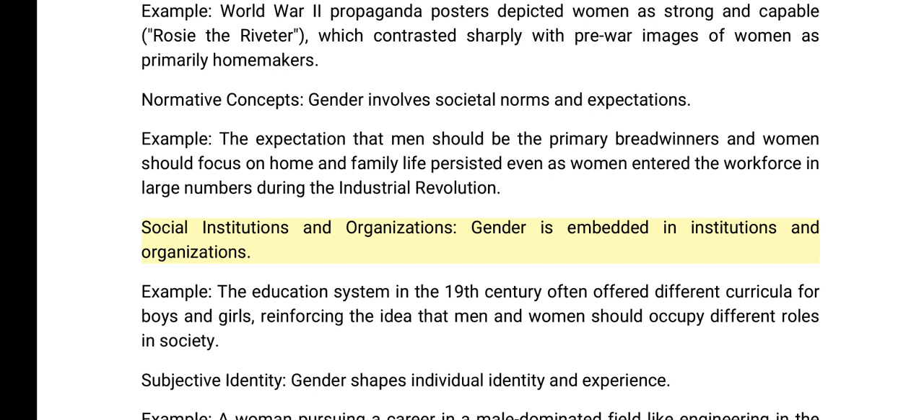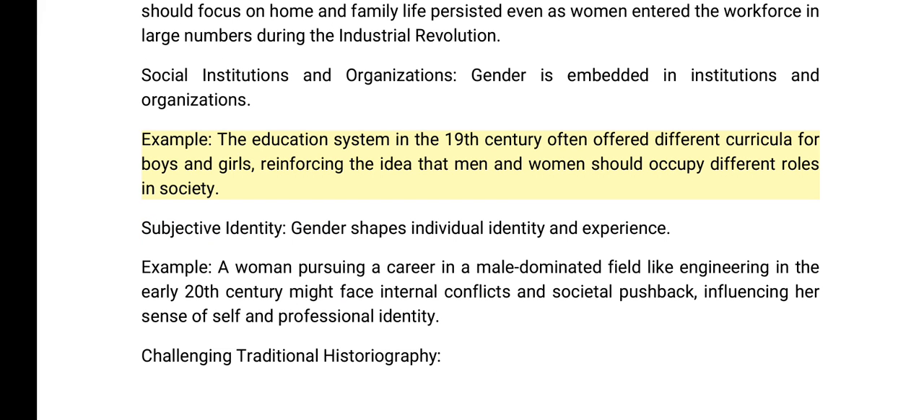Social institutions and organizations: gender is embedded in institutions and organizations. Example: the education system in the 19th century often offered different curricula for boys and girls, reinforcing the idea that men and women should occupy different roles in society. Subjective identity: gender shapes individual identity and experience. Example: a woman pursuing a career in a male-dominated field like engineering in the early 20th century might face internal conflicts and societal pushback, influencing her sense of self and professional identity.